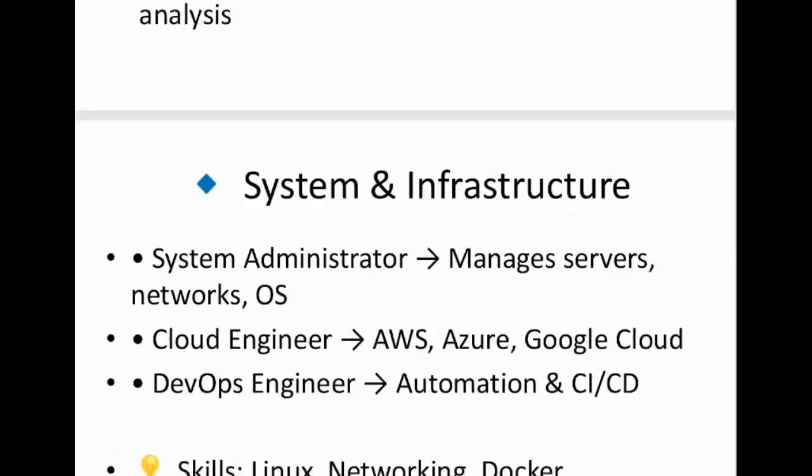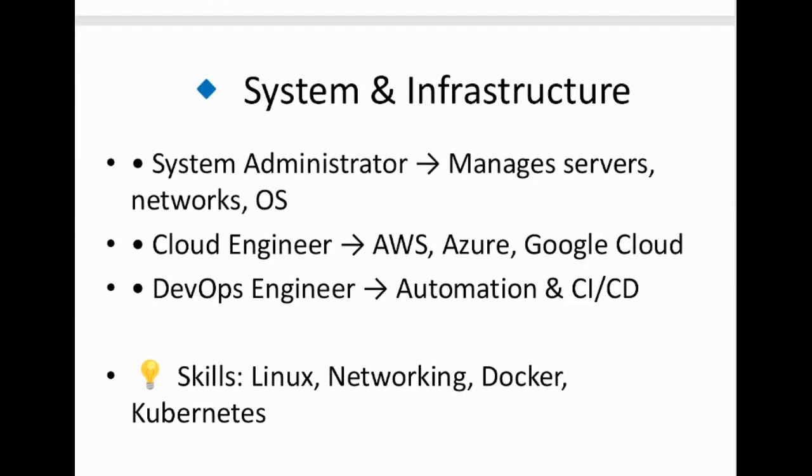Next role you can see here is system and infrastructure. So the system administrator manages servers. The main role is to manage the server, network, and operating system. Cloud engineers mainly work on AWS, Azure, and Google Cloud. DevOps engineer, automation and CI/CD, continuous integration and continuous deployment.